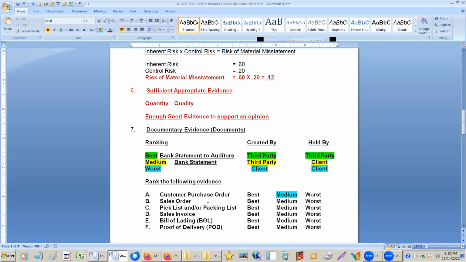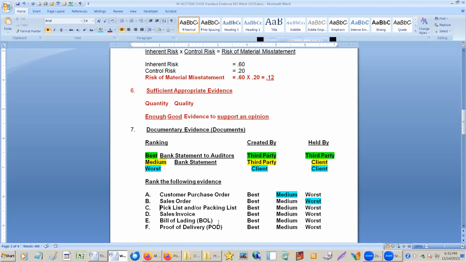So IBM made the sales order, and IBM is holding the sales order. Medium? Actually, it's the worst. They made it and they're holding it. And if they're going to do a fraud, you could just print up a sales order without a purchase order. You could just print up a sales order.